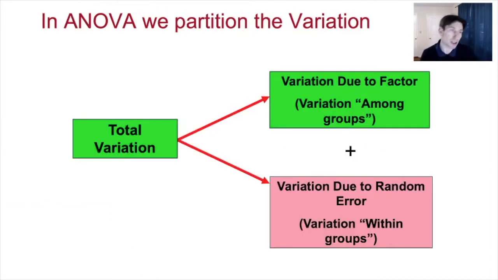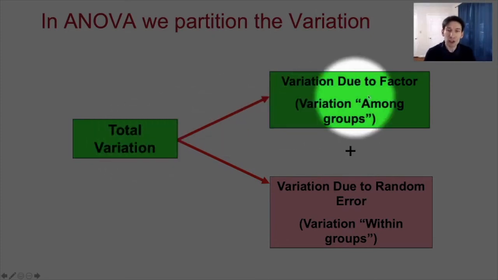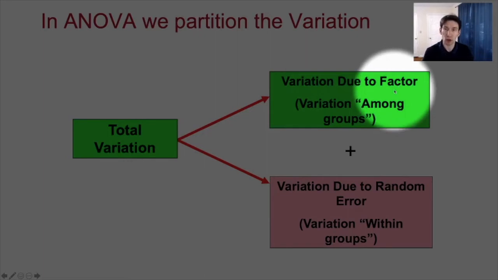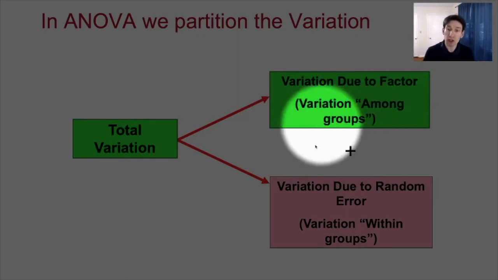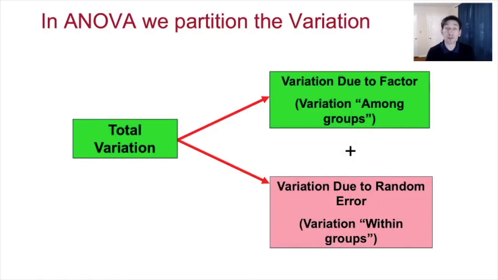So in practice, how do we actually go about doing ANOVA? Well, the way we do it is we partition the variation. What does it mean to partition the variation? So we divide the total variation in our sample, the total variation in our variable, into the variation due to the factor, so which group you belong to, versus the variation due to random error, which is all the other variation. Now, the first one we call variation among, so it's a variation among the different groups. And the next one is what we call the variation within. It's inside of each group how much variation there is.